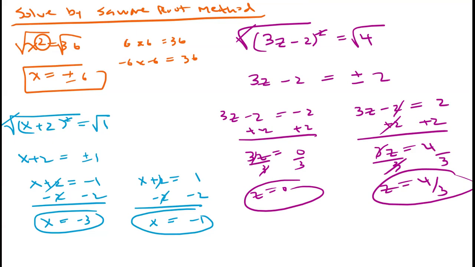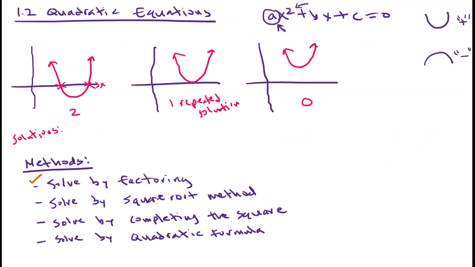Okay, all right. Let's go back to our list here. We just completed solving by the square root method. The next one is probably the hardest one of all, and that's going to be completing the square. Most students don't do so well on this on the exam. So let's look at that. We're going to solve by completing the square.